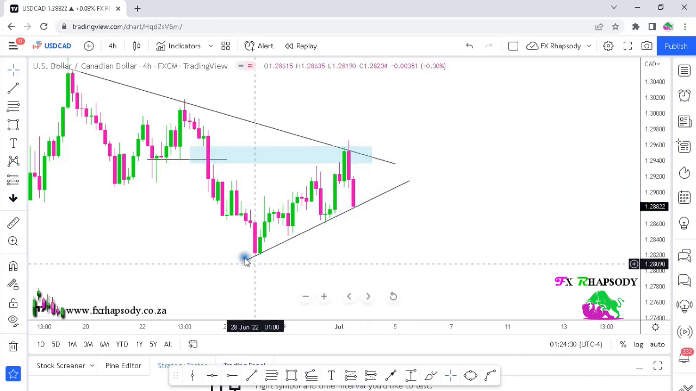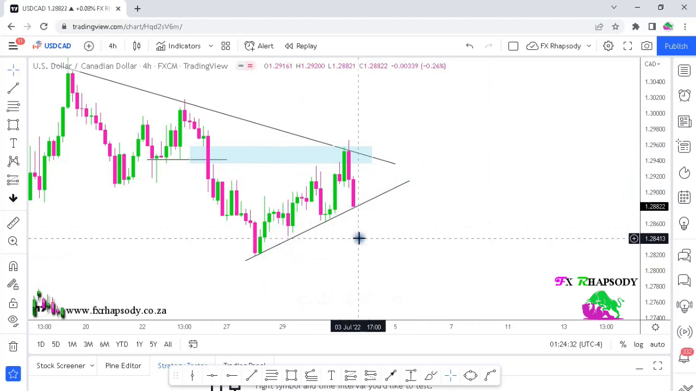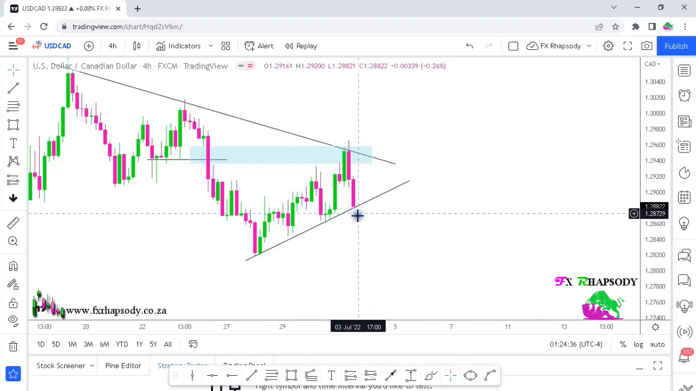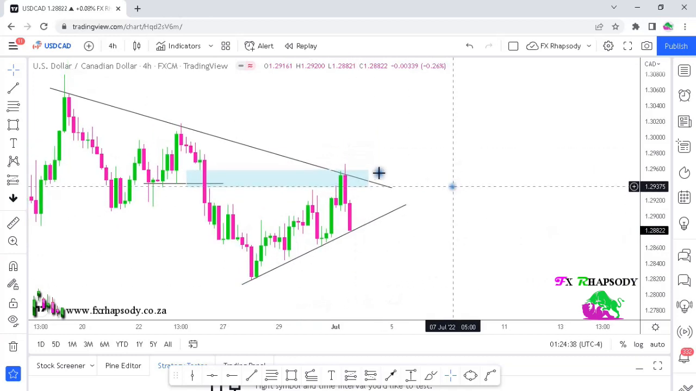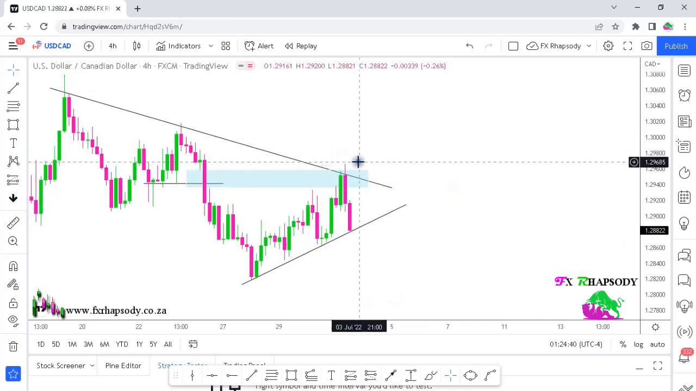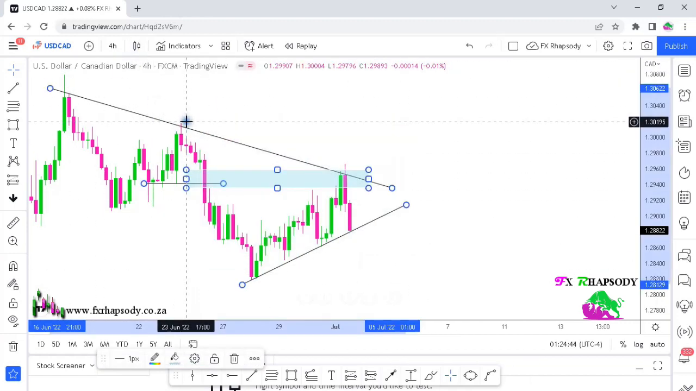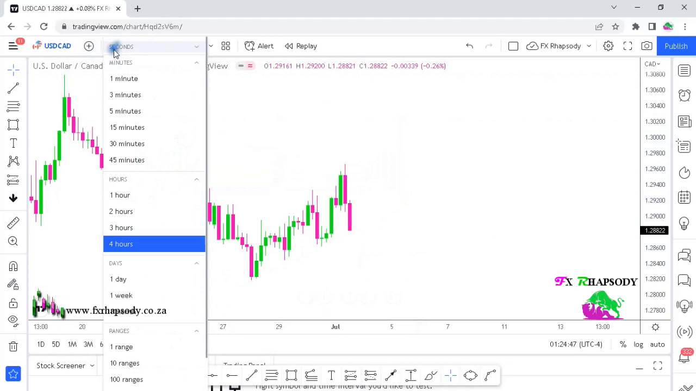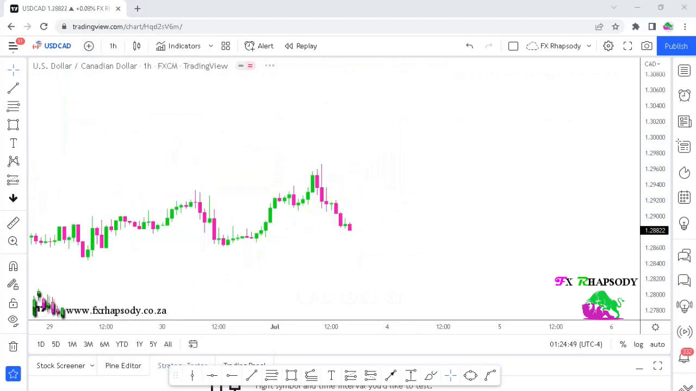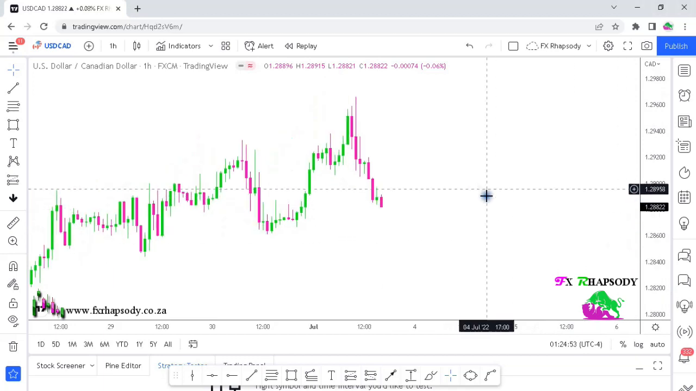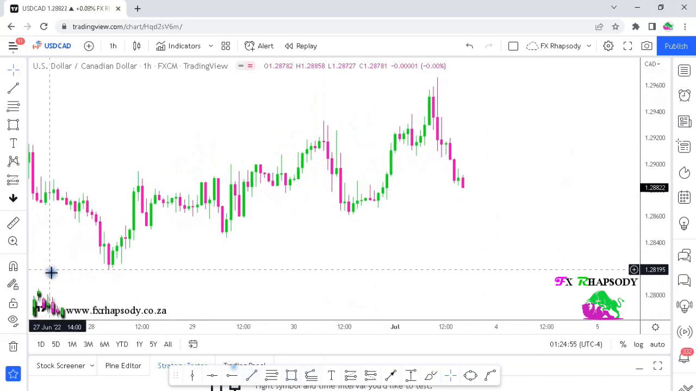We have all this liquidity lying over here and there and there. So will price go down and start tapping into that liquidity, or is it going to carry on up and tap all that liquidity lying at the top? This is going to be interesting times for the USD/CAD going into this week. On the hourly time frame, I'm just going to mark out all the areas that I'm looking at.